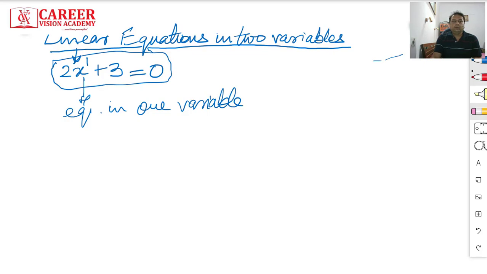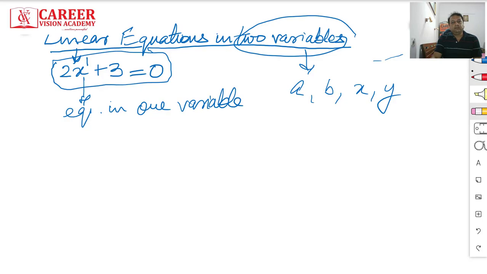Right? Now, we are going to talk here about linear equations in two variables. Variables, you understand? Variables are like their value varies from question to question or situation to situation, and in variables we generally take English alphabets like a, b, x, y. We take variables like this.